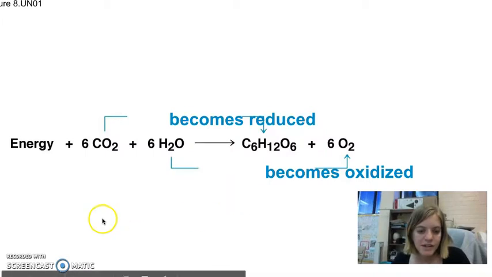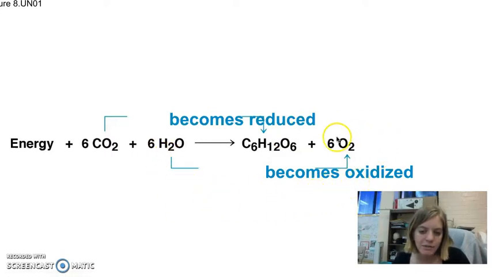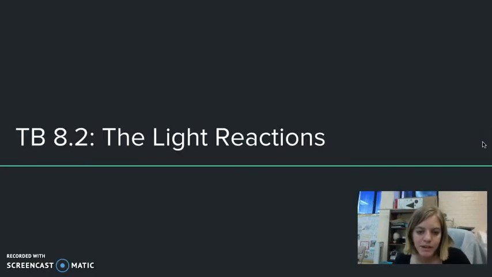And here you can see our carbon dioxide is becoming reduced to the sugar, and our water becomes oxidized, losing those electrons, as well as the hydrogen ions, and we get our oxygen. So we'll start the light reactions in the next video.